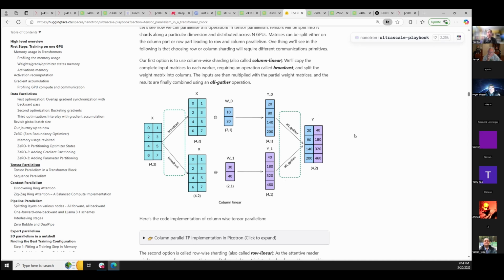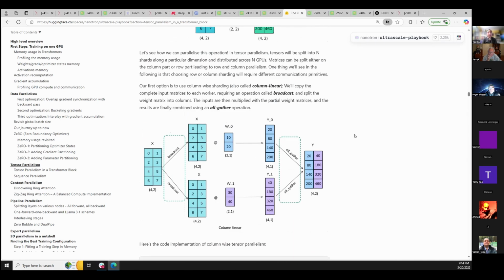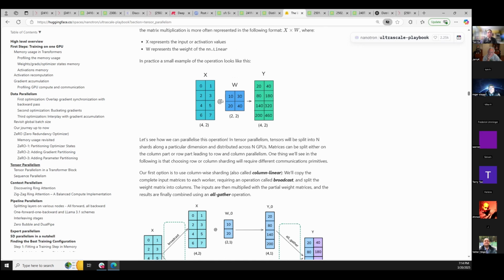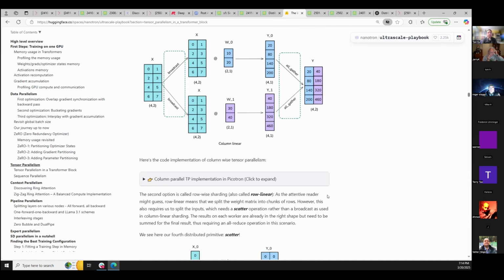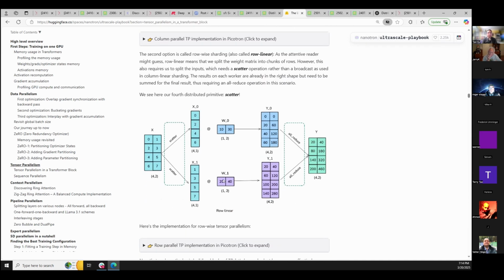Okay? But there's another way that you could split it. Remember, here's our weight matrix. Instead of splitting columns, we could split rows. So we have 10, 30 and 20, 40. Notice here we have 10, 30 and 20, 40 in the rows. If you do it this way, you now don't need two copies of your inputs. You can split your input based on the columns, and then you'll get two temporary outputs, which now you cannot stitch together. You have to sum them together.